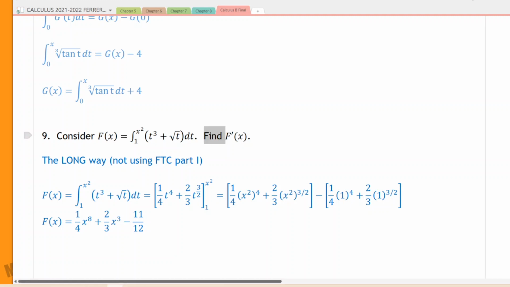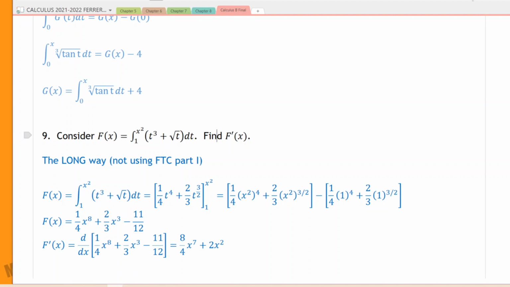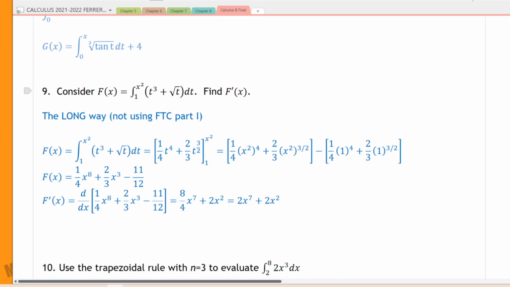Now the next thing to do is find f prime of x. So let's go ahead and do that now. If we take f prime of x, we'll take the derivative of each one of these terms. So that gets us that f prime is 2x to the 7th plus 2x squared. Now that didn't seem like too much mental energy, but remember that sometimes these are constructed so that you can't actually find an antiderivative. The correct way to do this, I don't recommend doing this first way.